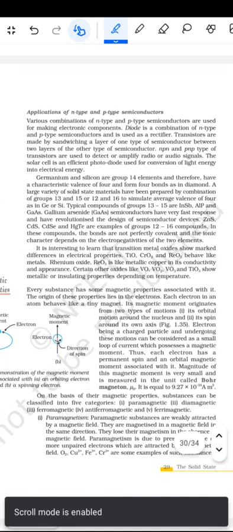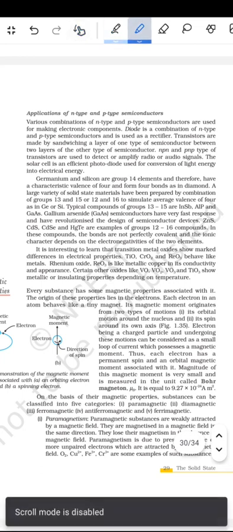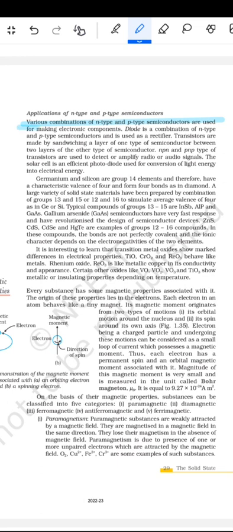Now, if we talk about the application of n-type and p-type semiconductors, various combinations of n-type and p-type semiconductors are used for making electronic components. A diode is a combination of n-type and p-type semiconductors and it is used as a rectifier. Transistors are made by sandwiching a layer of one type of semiconductor between two layers of the other type. NPN and PNP type transistors are used to detect or amplify radio or audio signals. The solar cell is an efficient photodiode used for conversion of light energy into electrical energy.